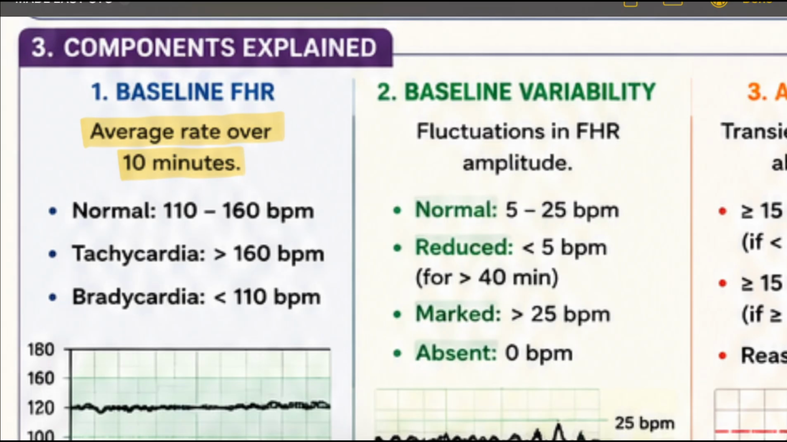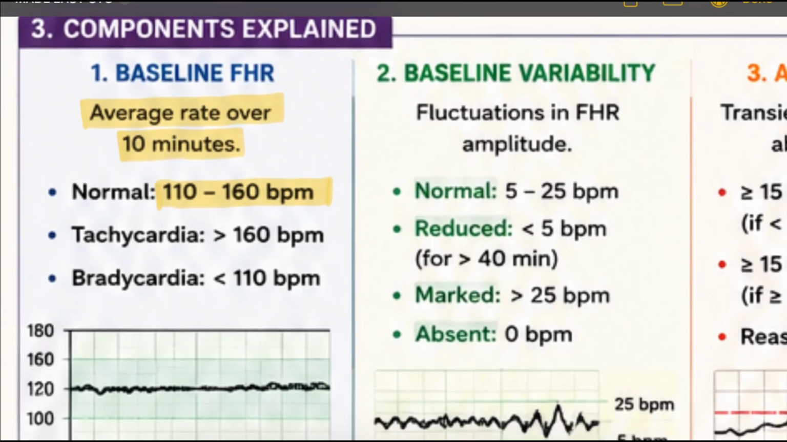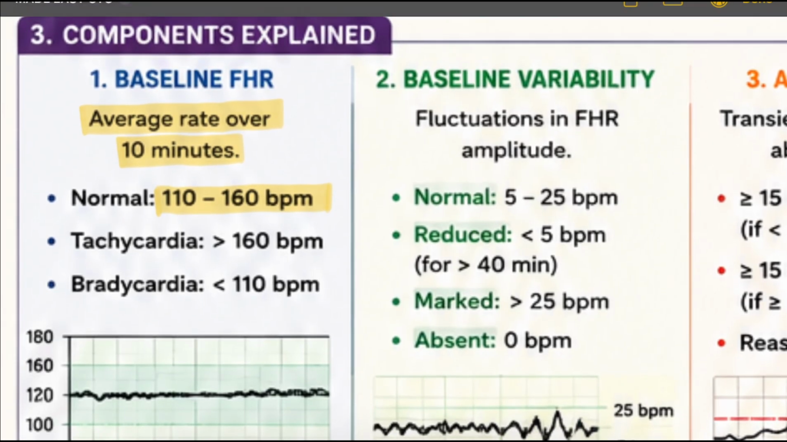In 10 minutes, we are going to find out the average fetal heart rate. In normal, the heart rate will be like 110 to 160 beats per minute. Think of baseline as the baby's resting heart rate. Okay, so here you can see that is fetal tachycardia.